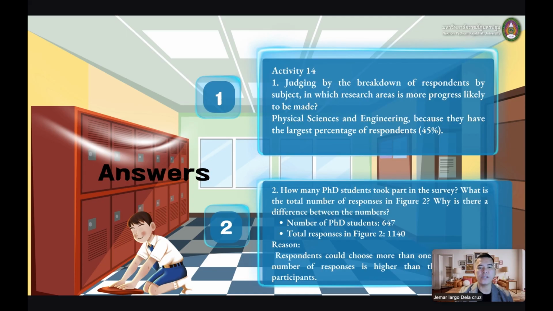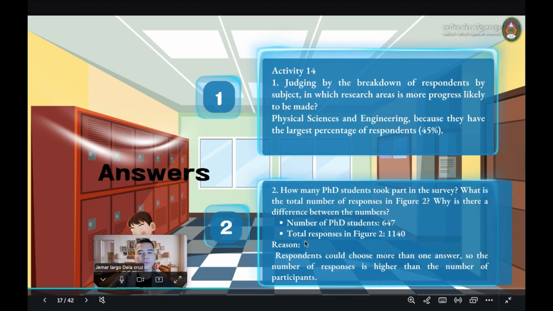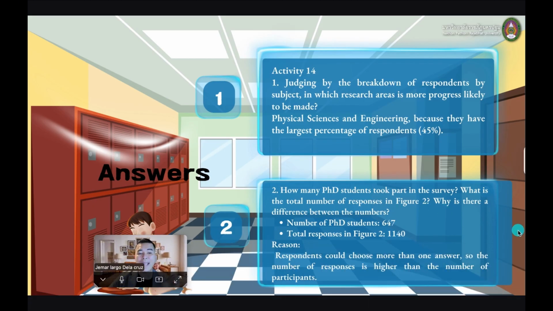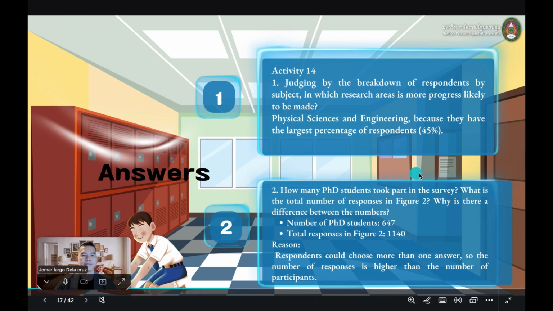How many PhD students took part in the survey? So why is there a difference between the numbers? The number of PhD students is 647. The total responses in figure 2, which is the bar graph or the line graph, is 1,140. The reason is respondents could choose more than one answer, so the number of responses is higher than the number of participants. So that's the reason why.